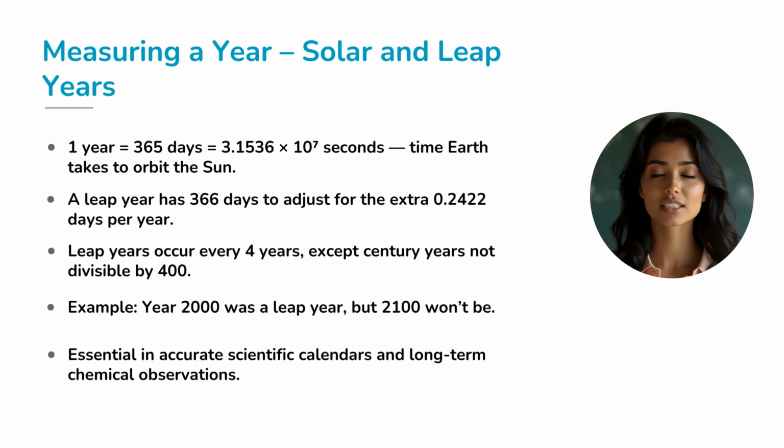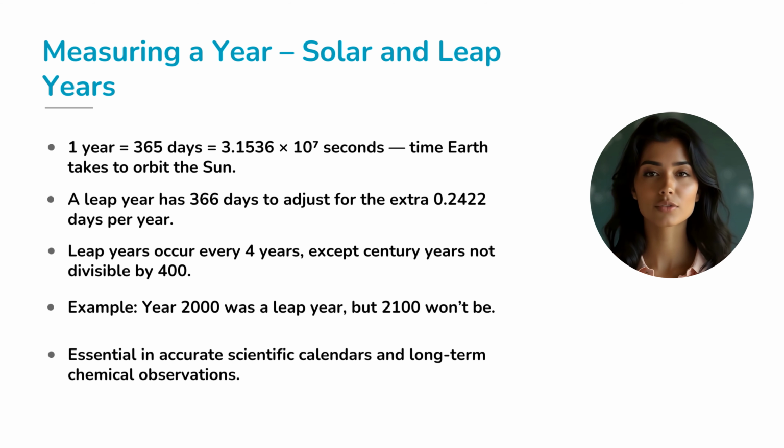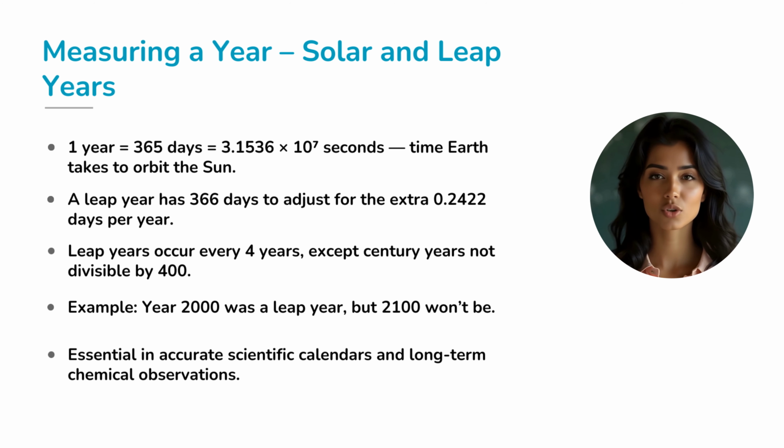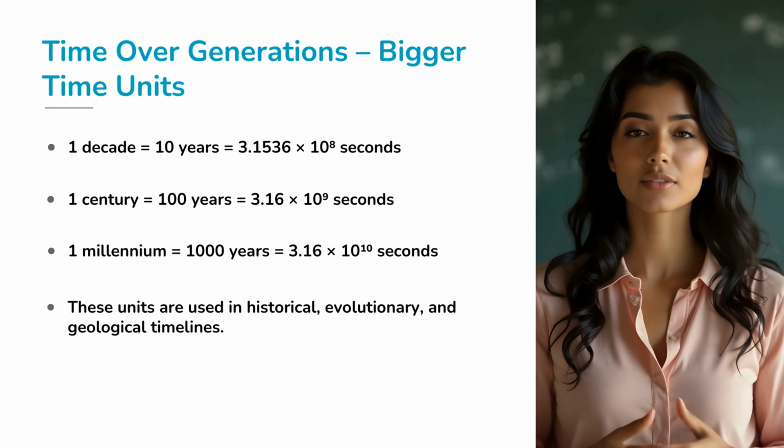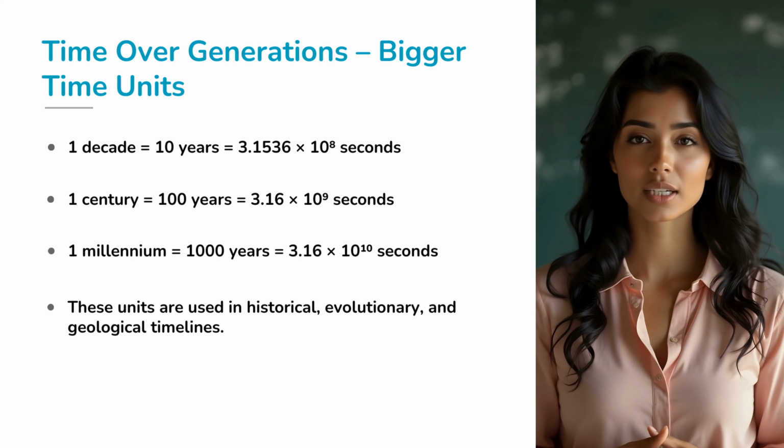However, there's a twist. Century years like 1900 and 2100 are not leap years unless they're divisible by 400, like the year 2000. This fine-tuning ensures that our calendars remain aligned with Earth's motion, which is critical not just for astronomy, but also for long-term chemical tracking, like radioactive decay or historical dating. Let's step even further into the vastness of time.